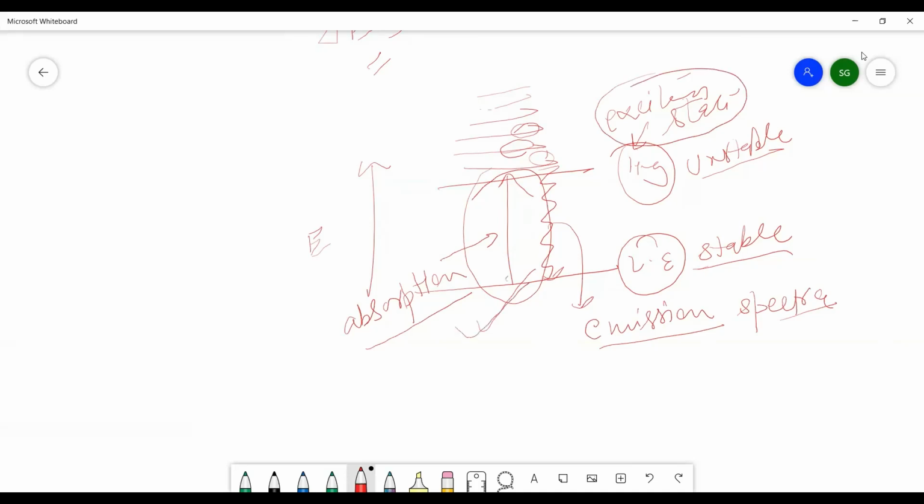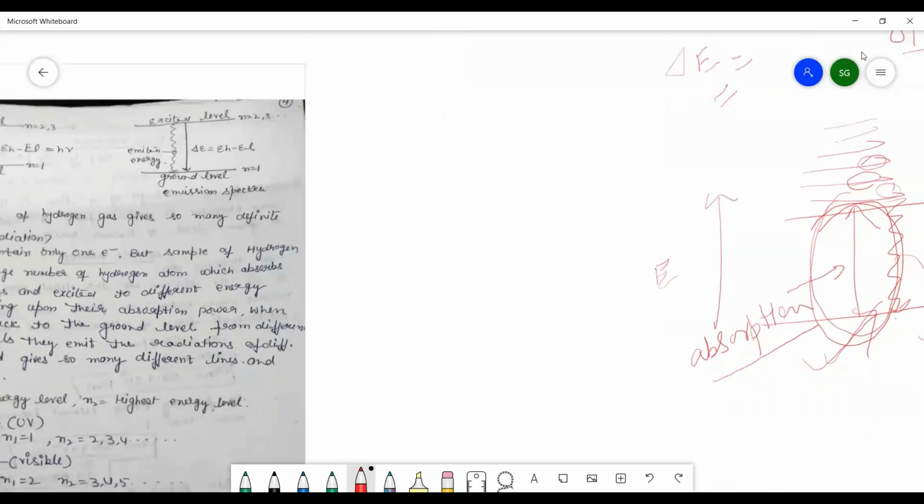Whenever the electrons absorb the radiations or the heat or the energy, they will reach the higher energy level, and when they come back to the ground level, they will emit the radiations, and this is called emission spectra, and it will be shown by the wavy line, and the absorption spectra is shown by the solid line.